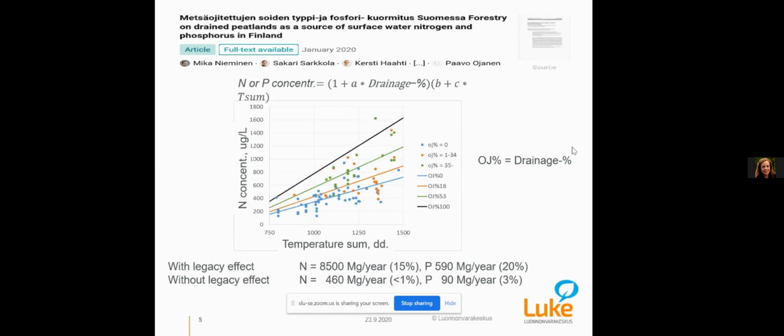And the overall outcome of our calculation was that when we accounted for this legacy effect, nitrogen exports were about 85 megagrams per year, which is 50% of all human-induced exports in Finland, and phosphorus exports were 590 megagrams per year, which is about 20% of all human-induced phosphorus exports in Finland. So when we compare with those earlier estimates without this legacy effect, we can see that there is a drastic change in our understanding related to nutrient exports now.